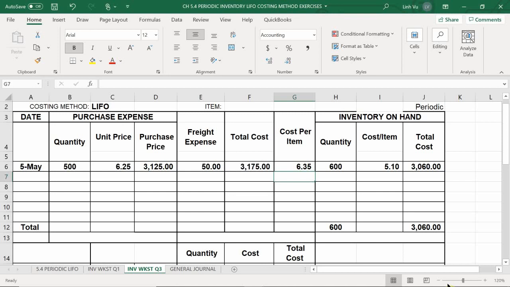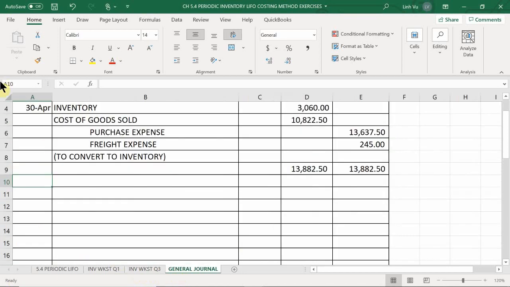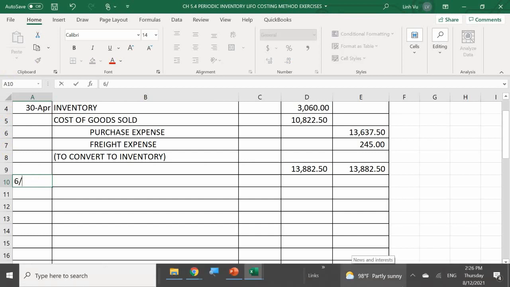Okay. Good. So now I still have to journalize this transaction. So I'm going to go to my journal, okay? And how am I going to journalize the purchase of this periodic inventory?